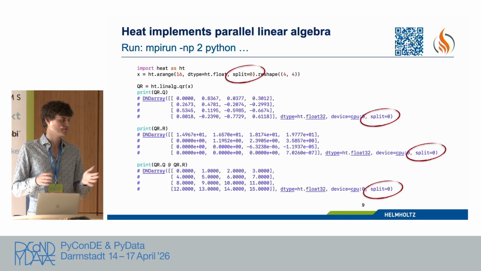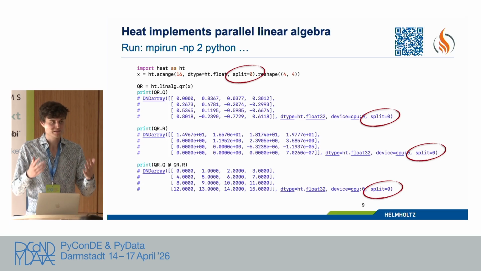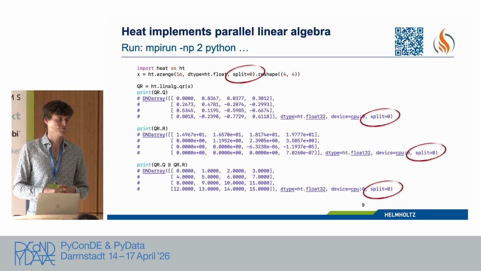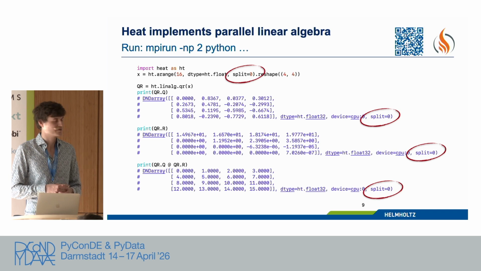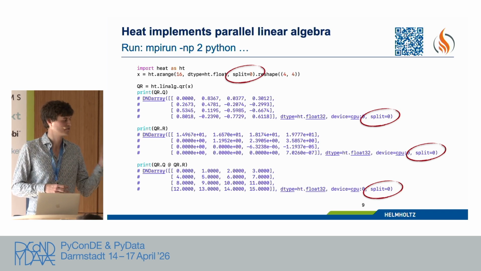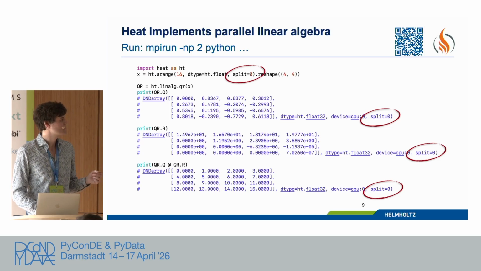OK, so far, if you're familiar with a bit of MPI, this seemed very trivial. But really, the selling point of heat is that it implements functions that are not trivial to parallelize. And I thought a good example maybe is QR factorization. So here we take some matrix and we factorize this into an orthogonal matrix Q and an upper triangular matrix R, which we can multiply together to recover the original matrix. And now in this example, we start again by defining some data, which is split along the first axis.